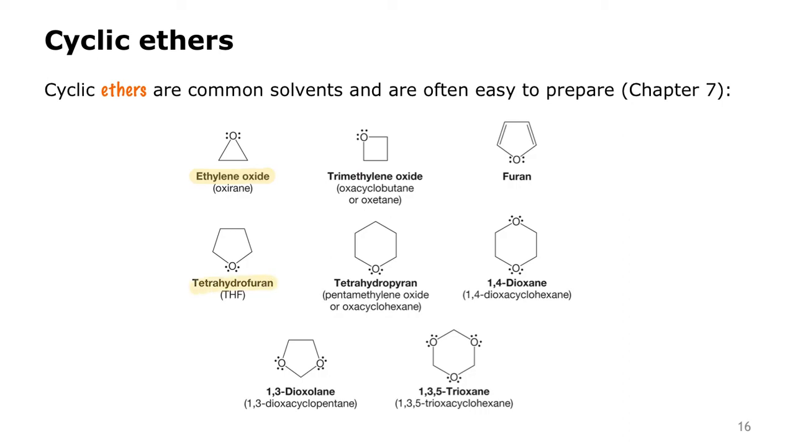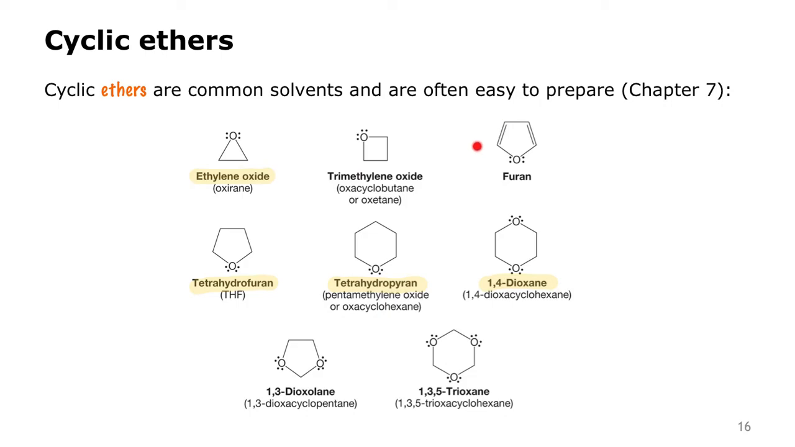Tetrahydrofuran you should be familiar with, and you will see it again and again. It's a very common laboratory solvent. Tetrahydropyran has many uses in the synthetic lab. 1,4-dioxane is a common laboratory solvent. And so those are the most important of the compounds that you see listed here.